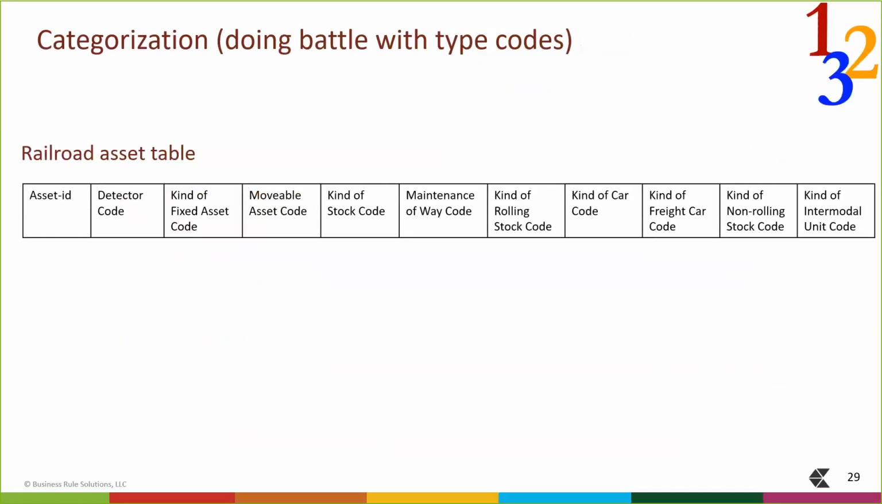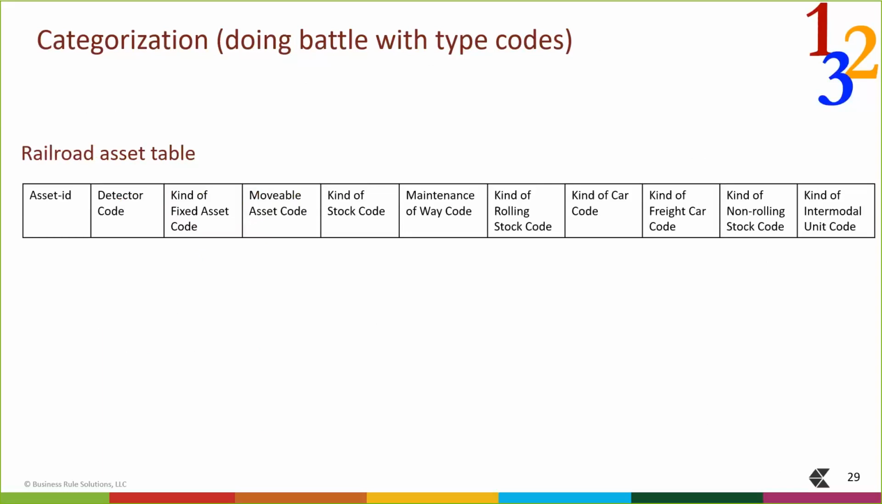All right, now let's move along and let's do some battle with type codes. The next subject is categorization, and I want to get right into that. Now, by looking at this sample data, do you have any idea what this data is about? And I'll give you a hint. It's all about the different kinds of assets that railroads must manage.